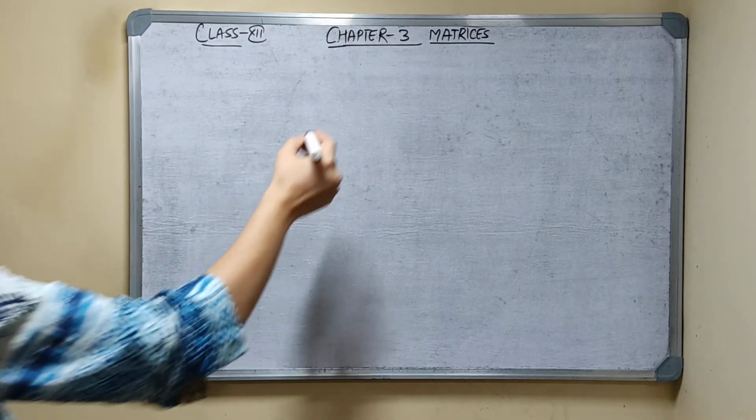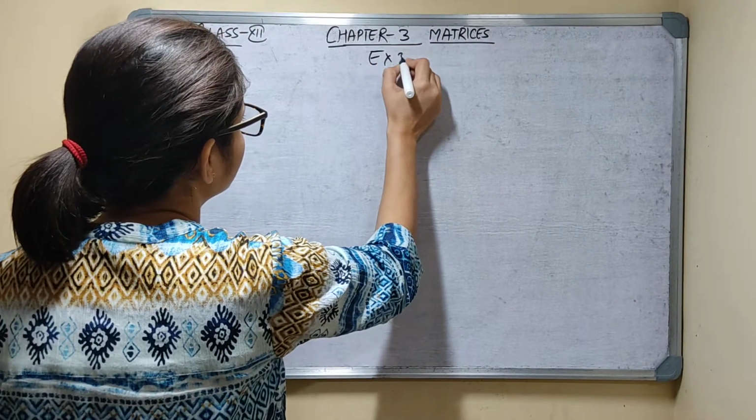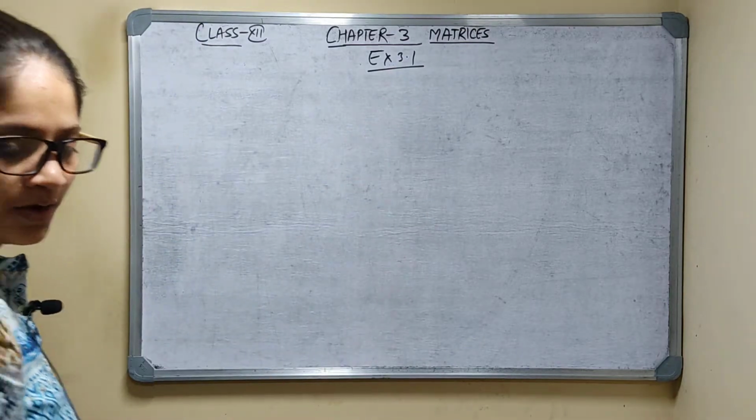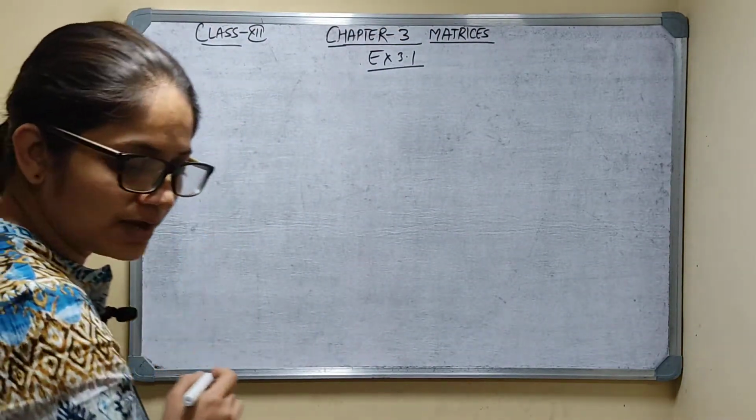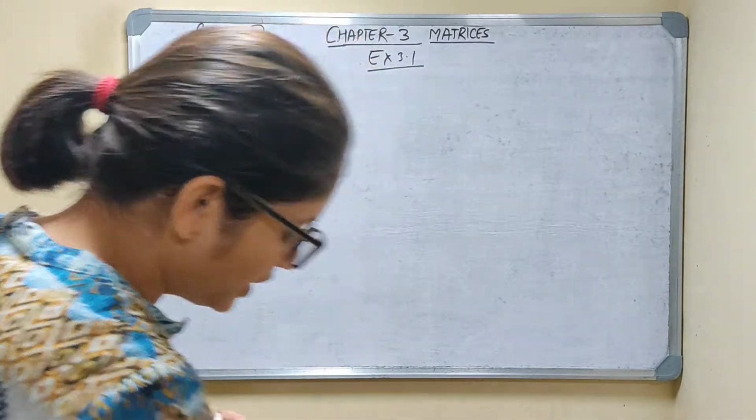Exercise 3.1. First question you can see. If A is a matrix of type P into Q.